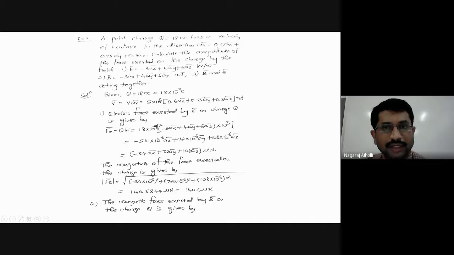It is a magnitude, and the direction is given by the unit vector of the velocity. That is, aV bar equal to 0.6 aX bar plus 0.75 aY bar plus 0.3 aZ bar. Hence, when we write the unit vector, it carries both the magnitude and the direction. We write the magnitude as V and the direction as aV bar. That is, 5 into 10 raised to 6 times that vector, in meter per second, is the velocity.